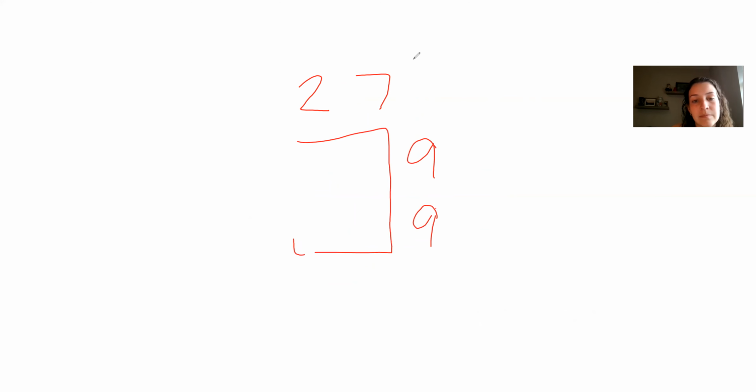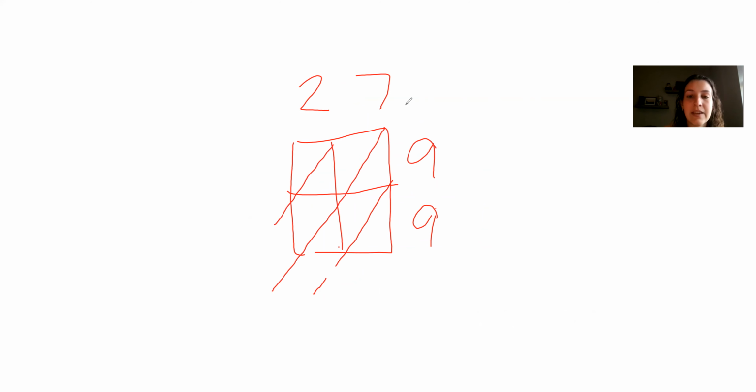So let's do another one like that. Let's have 27 times 99. Draw our lattice, and now let's fill it in. 7 times 9 is 63. 7 times 9 is 63 again. 2 times 9 is 18, and 2 times 9 again is 18. So now that we have it filled up, we just want to find our final answers.